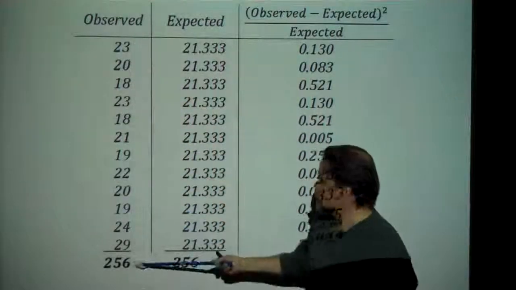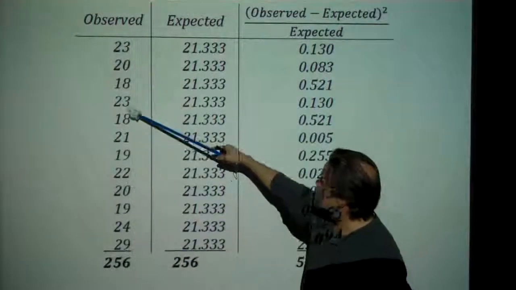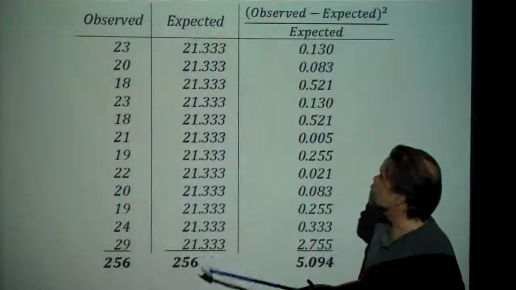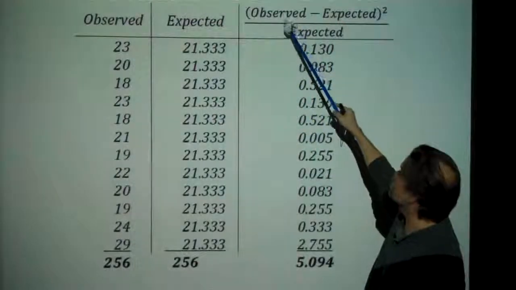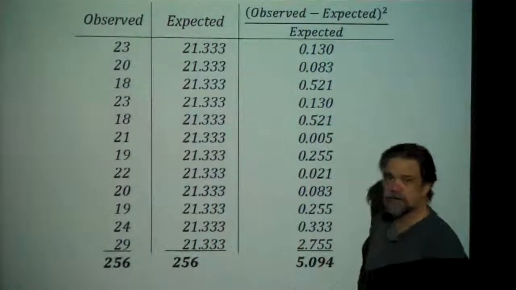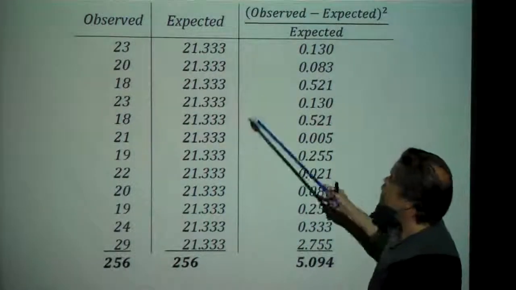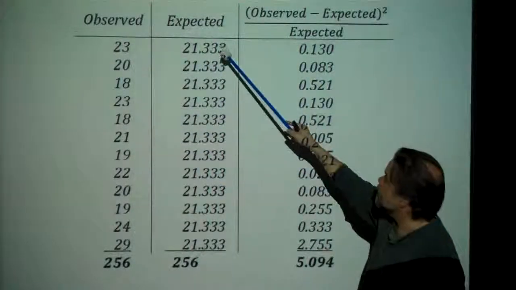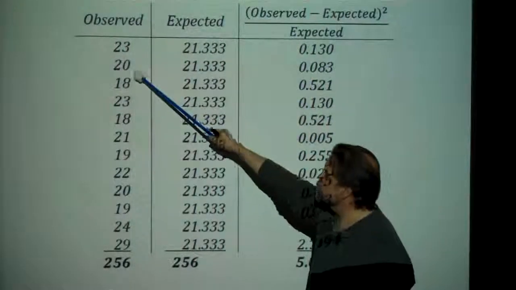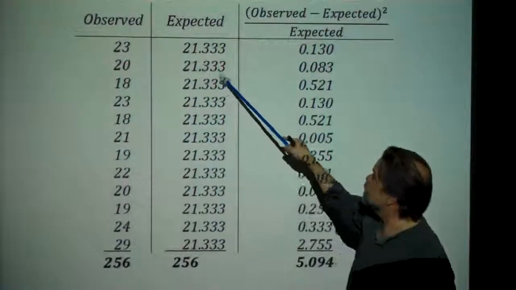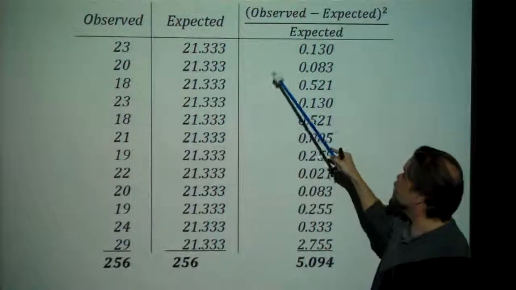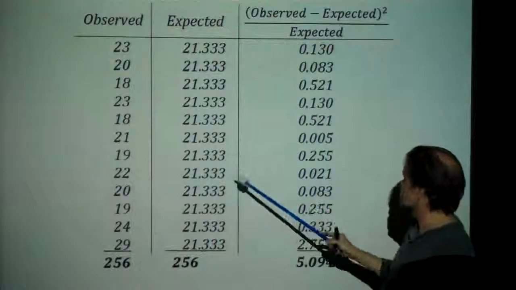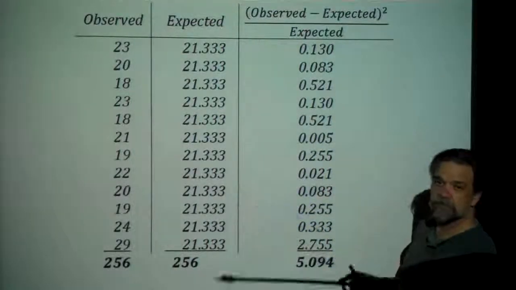Here are all of our observed values. There's Pisces. There's Gemini and Libra, something like that, that weren't very high. Here are all of our expected values. And again, the chi-squared statistic is going to be the observed minus the expected squared divided by expected. And what we do is we do 23 minus 21 and a third. We take that difference, we square it, we divide it by 21 and a third, put that right there. Then we do 20. The difference between 20 and 21 and a third is going to be 1 and a third. We square that, and we divide it by the expected value, and we put that right there. We do it again, and again, and again, and then we sum it all up, okay?